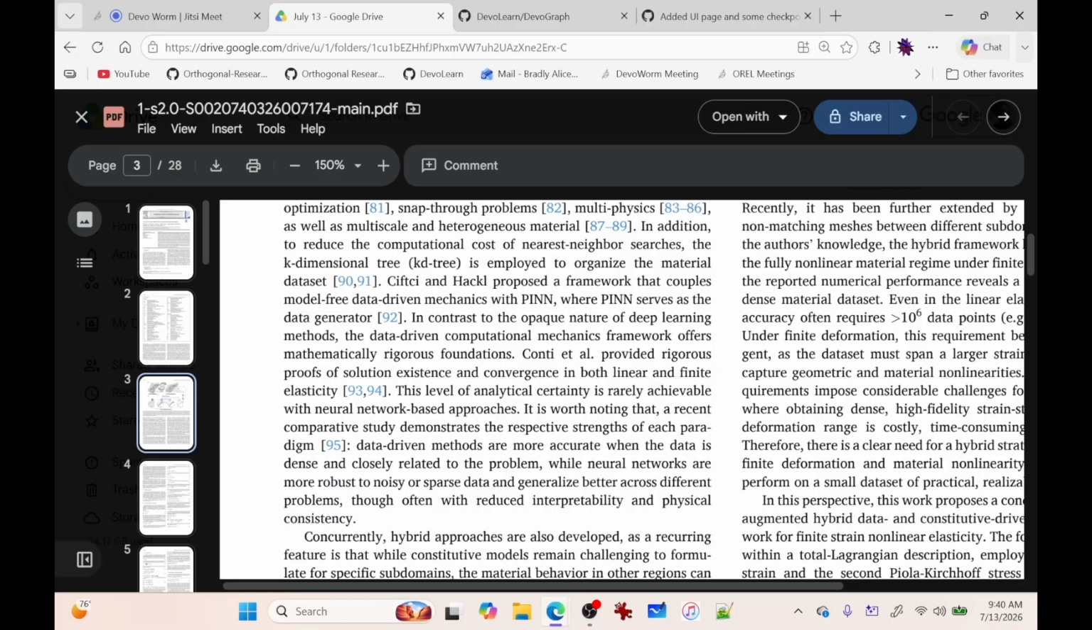Data-driven methods are more accurate when the data is dense and closely related to the problem, while neural networks are more robust to noisy or sparse data and generalize better across different problems, though often with reduced interpretability and physical consistency. So if we just used data and trained our model with data and didn't worry about the PINN application, we could get a pretty accurate model.